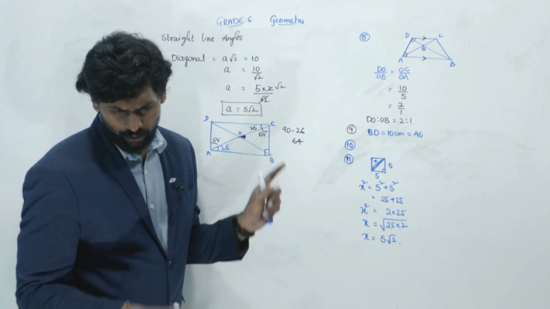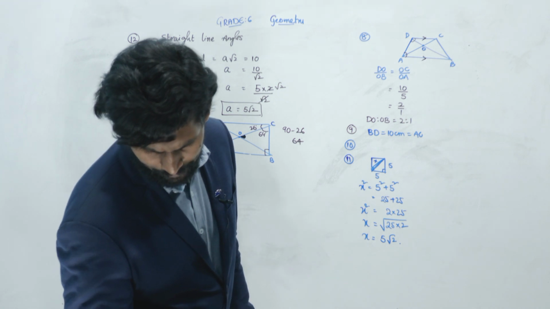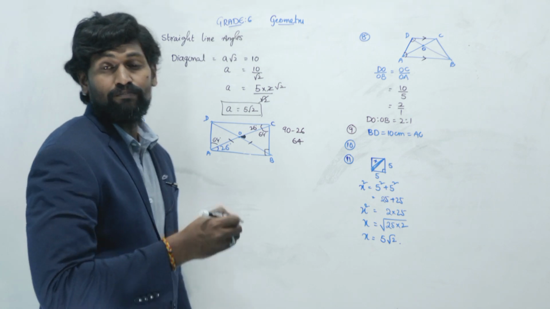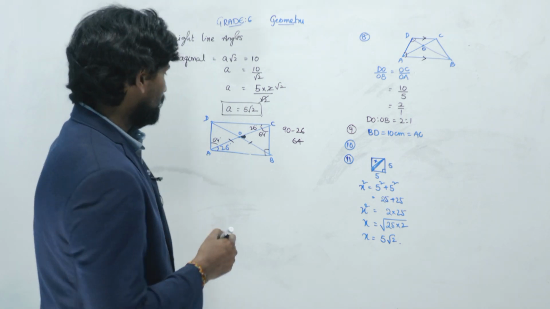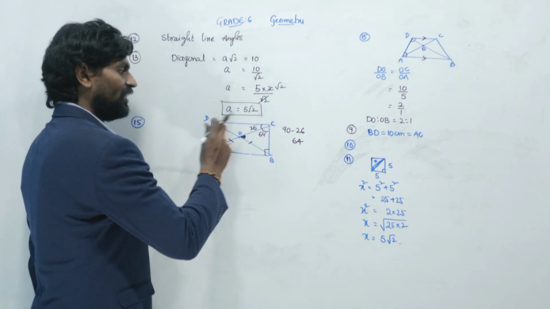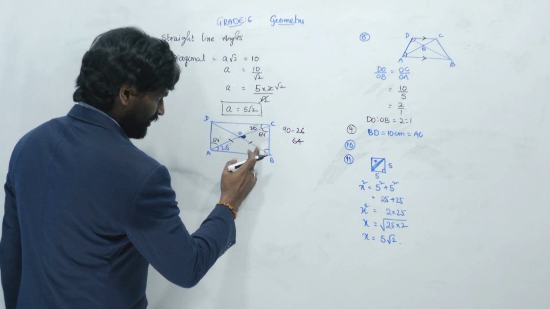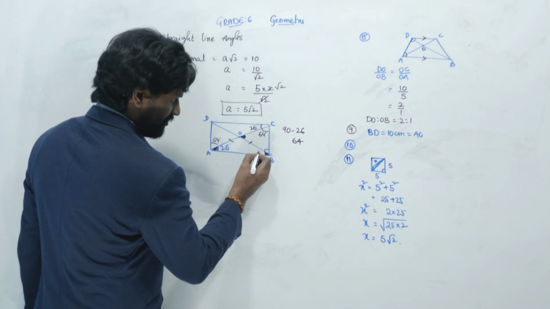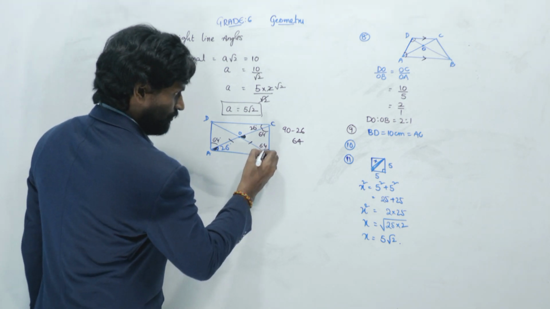So we need to find angle COB. And we know that the two diagonals are equal and bisect each other in a rectangle. So this is an isosceles triangle. So base angles are equal. It is 26 degrees, so this one is also 26. So it will be 64.